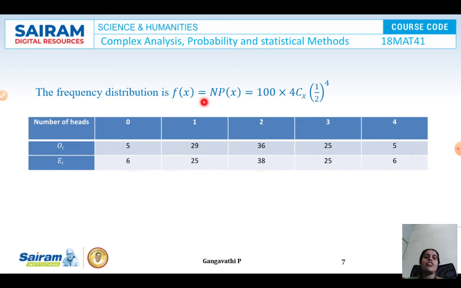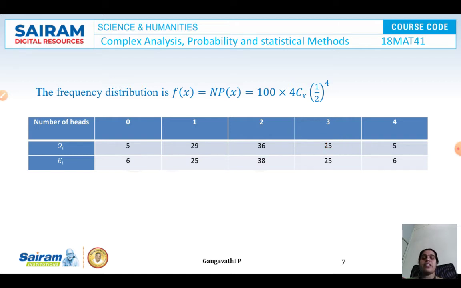So for this frequency distribution, f of x is n into the probability function. So n here is 100 into 4cx half to the power of 4. So now let us write down the expected frequency also by substituting the values for x, evaluate and tabulate it. The number of heads is given to be 0, 1, 2, 3 and 4. Observed frequency is 5, 29, 36, 25 and 5.